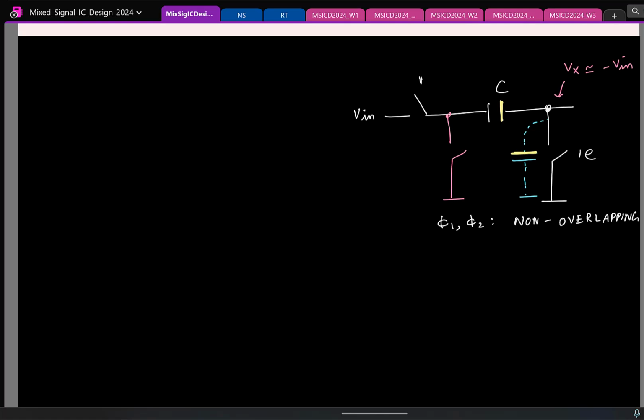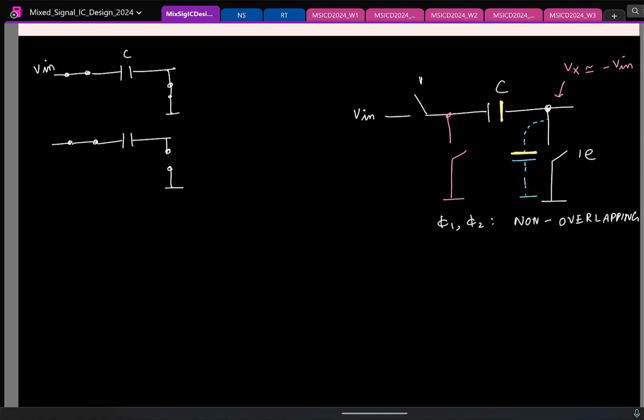Right? And we also saw one simple asynchronous logic to generate these non-overlapping clocks. So essentially what happens is this: first we have both these switches phi 1 and phi 1e on. So we'll have something like this. Then we turn off this switch first. So the circuit will look like this now.